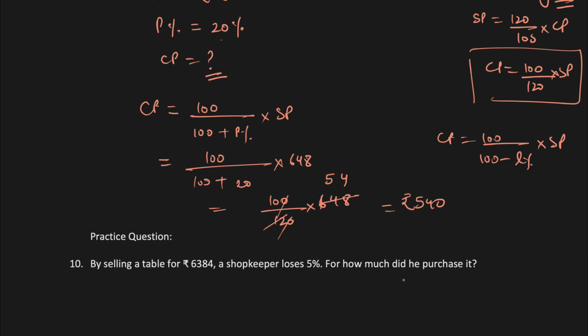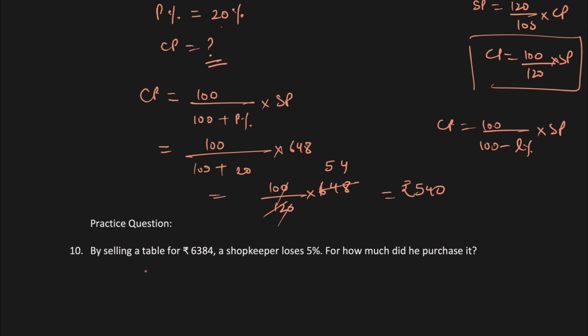Now a similar type of question is given for practice. You pause the video, solve it and tell me the answer in the comment box. So by selling a table for 6,384 rupees, a shopkeeper loses. Okay, so I have given you the loss formula here. You have to again get the CP.